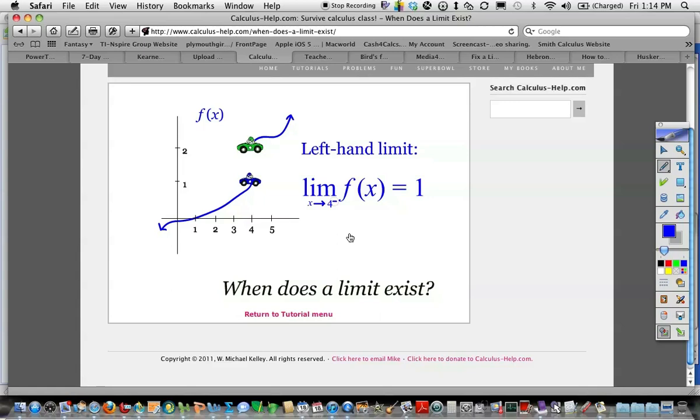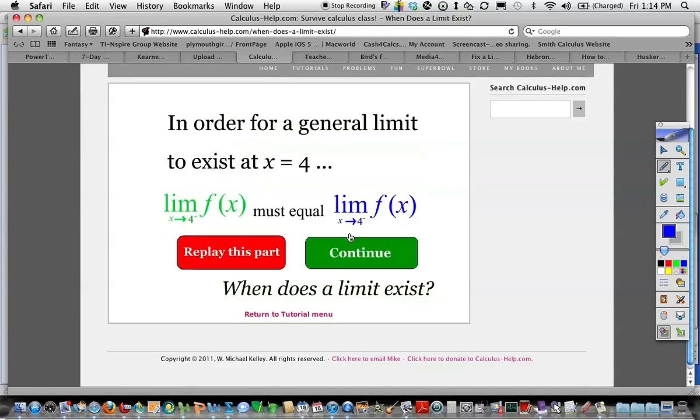Mathematically, in order for a limit to exist, both the right and the left-hand limits must be equal. Okay, that's what we're saying. The cars have to meet for the limit to exist, which means the limit from the right has to be the same as the limit from the left. Okay, that's what we're going to look at over here.